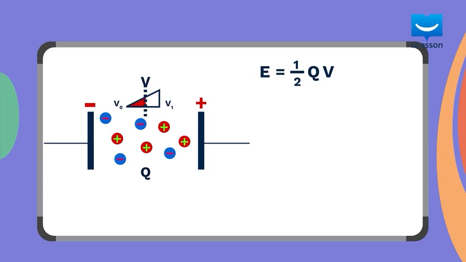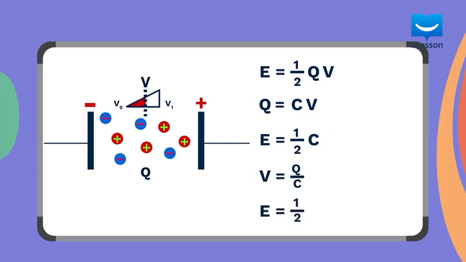Therefore, work done is equal to energy stored in the capacitor and is given as E equals 1 over 2 QV. Also remember that Q is equal to CV, and so energy E is equal to 1 over 2 CV times V, which is equal to 1 over 2 CV squared. Alternatively, we can express E in terms of Q and C. Because V is equal to Q over C, then energy stored can be represented as E is equal to 1 over 2 Q squared over C.